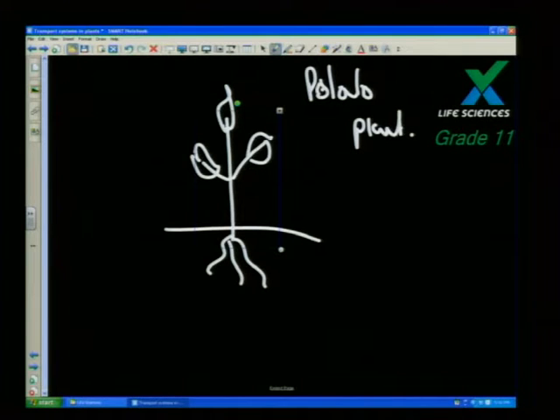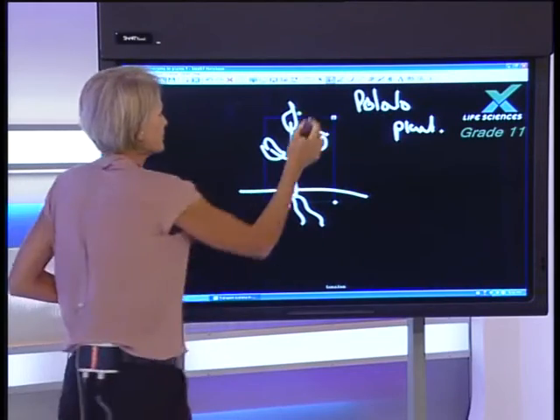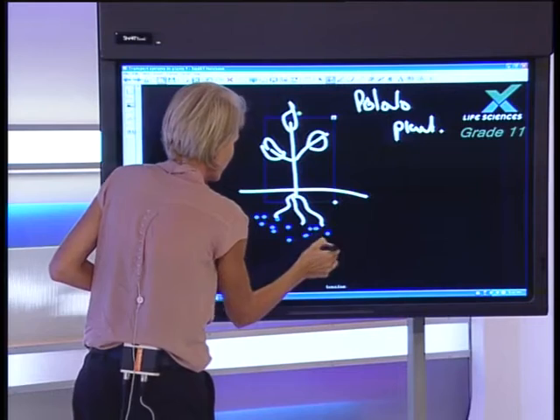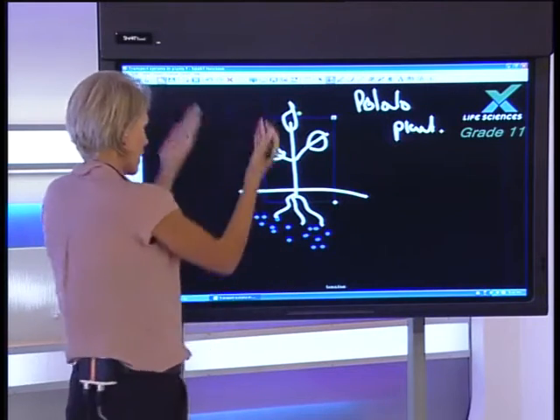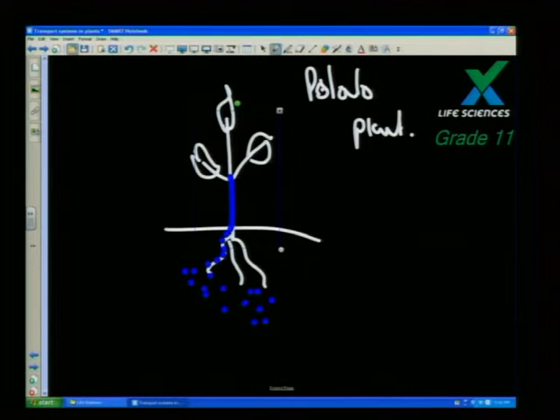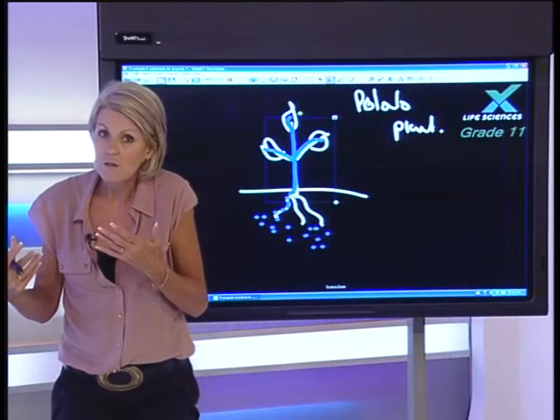All right, now, if we look at our potato plant, it has to get water. Okay, we have to do this. It's got to get the water from the soil up the plant, up the xylem vessel. Remember, the xylem vessel always transports water up. So up the xylem, and it goes to the leaves. What do the leaves do? The leaves photosynthesize.